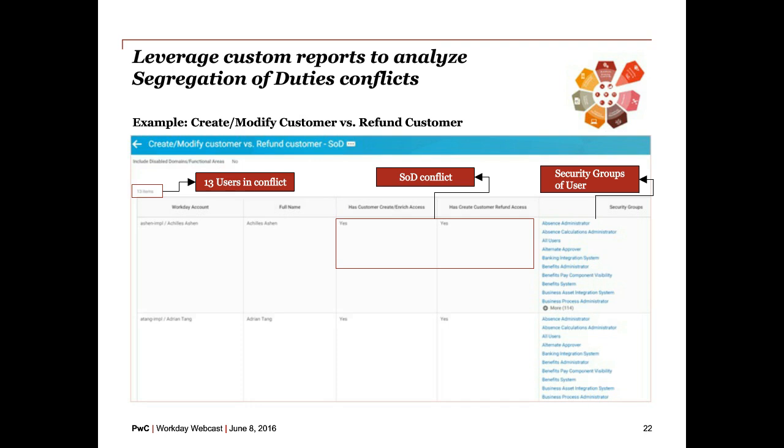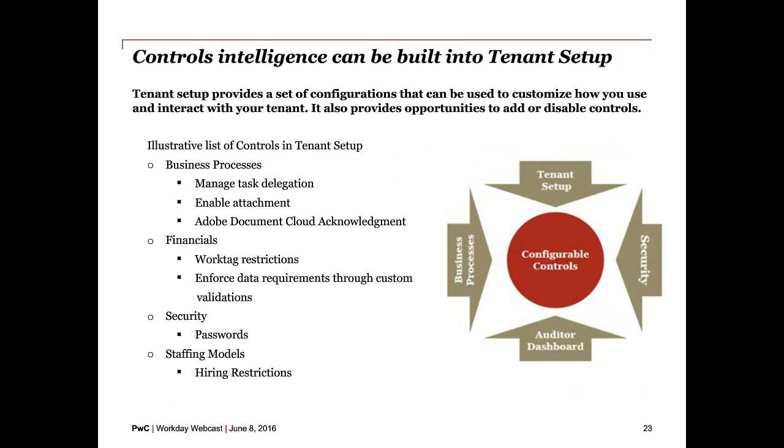Moving on to the next level of control that can be applied to your configurable controls, there's also the opportunity to build controls intelligence within tenant setup, and there are a variety of controls that can be achieved through tenant setup. For example, within financials, you can achieve work tag restrictions in business processes. You can manage task delegation, security passwords, staffing models. You can implement restrictions around hiring.